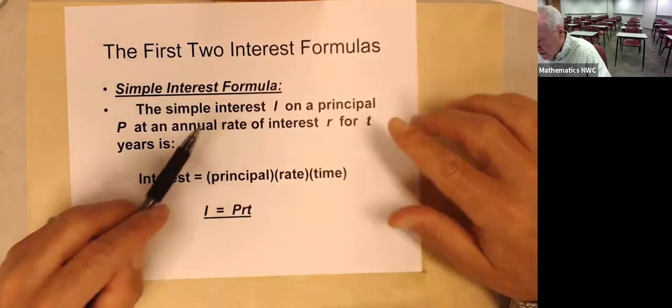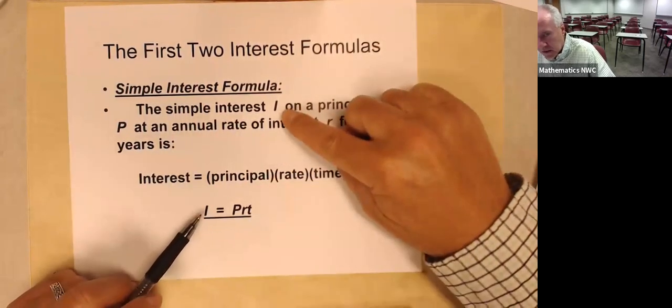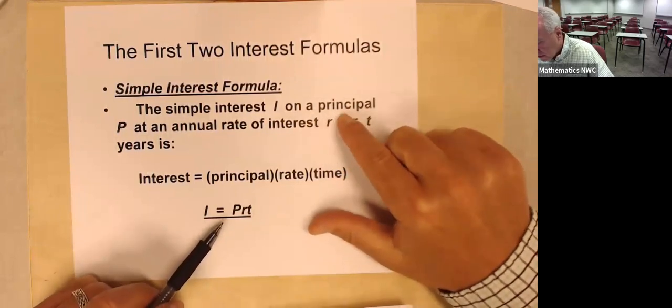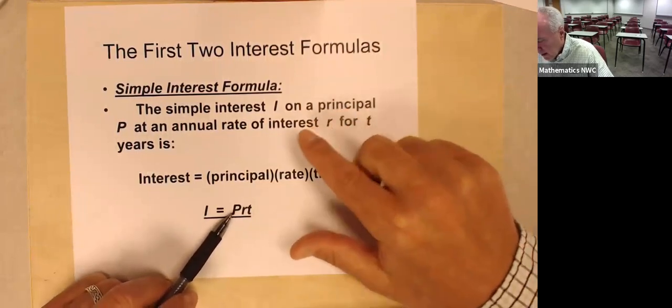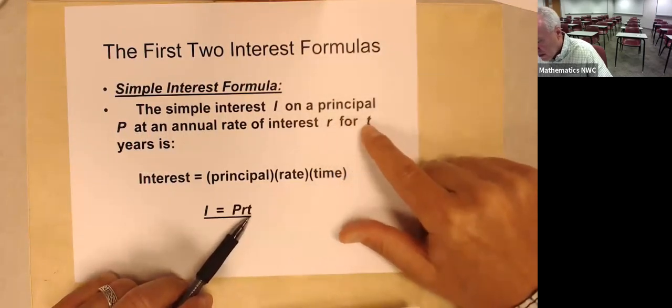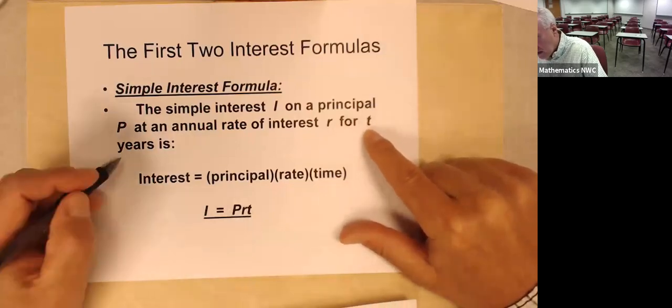The simple interest I, which you see in this formula right down here, is equal to the principal, P, at an annual rate of interest, R, for T years. Couple of things I want to emphasize here. The T is in years.